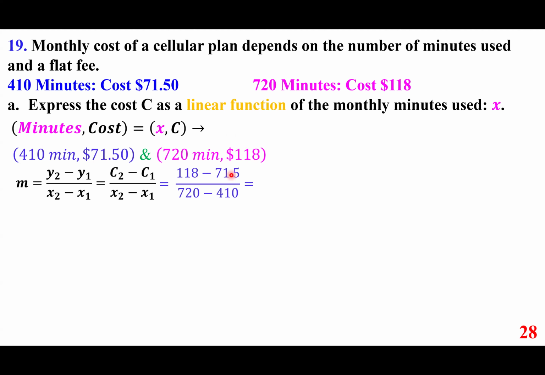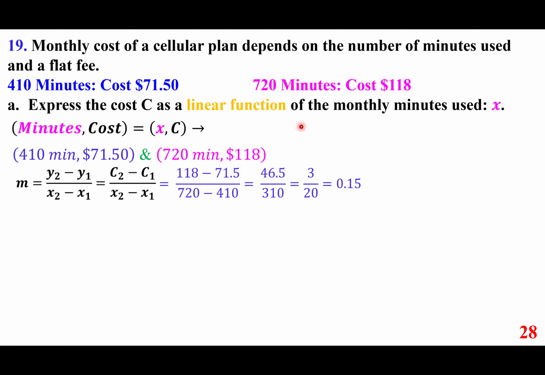118 minus 71.5 is 46.5. 720 minus 410 is 310. And the ratio is 3 over 20 or 0.15, either in the form of a fraction or decimal, makes no difference. Since we are dealing with money, ultimately it's a better practice to go with the decimal. But in any event, now we want to write the linear function.